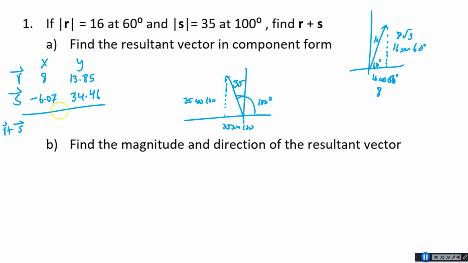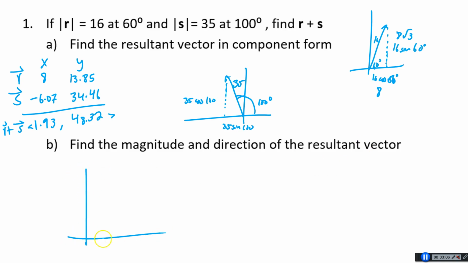Then you just add these together in columns because you can just add the components of vectors. So 8 minus 6.07 gives you about 1.93. I think in the solutions I had 1.92 because I didn't round. And then the y, if you add them together, gives you 48.32. Okay, so that is the components of our new vector. That's what they ask for, just the resultant vector in component form. So there we go. Now they want the magnitude and direction.